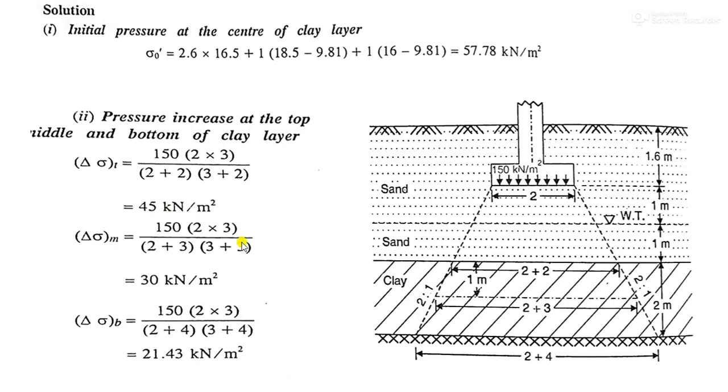In the same way we can find out the stress at the middle position, 2 plus 3 into 3 plus 3. The load is the same, just the area is changing. At the bottom level also the area has changed, 2 plus 4 into 3 plus 4. The 2 is the actual width of the footing, and another 4 is for the extended portion for this load distribution.